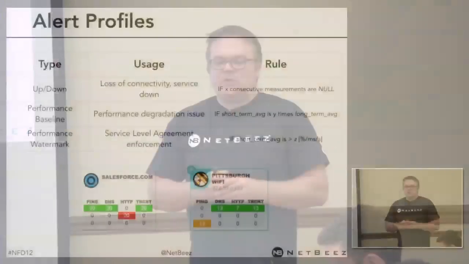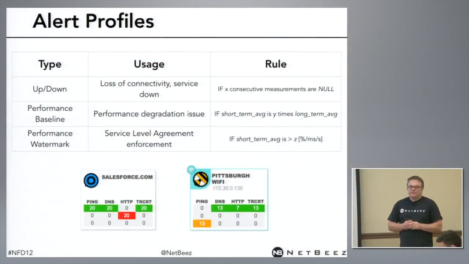On the performance side is when you try to capture performance degradation early on. And you can do that in two ways. One is by setting a limit. Let's say, again, you set a limit of 5% packet loss to Salesforce.com, and that's not a failure, but can be an early indication of something going wrong.